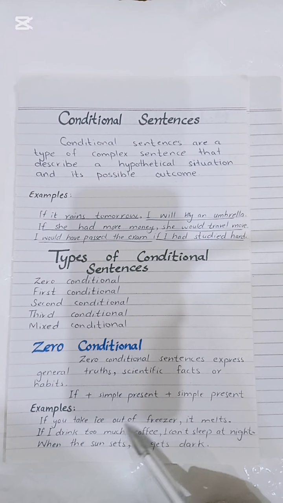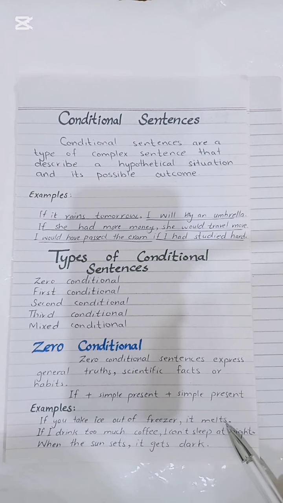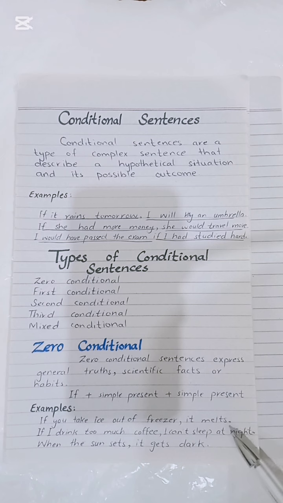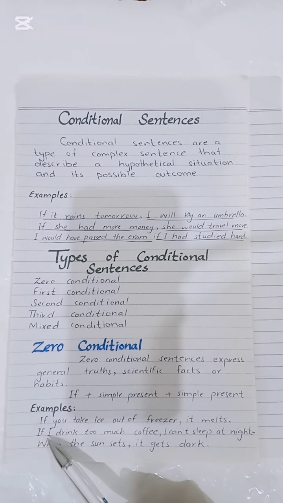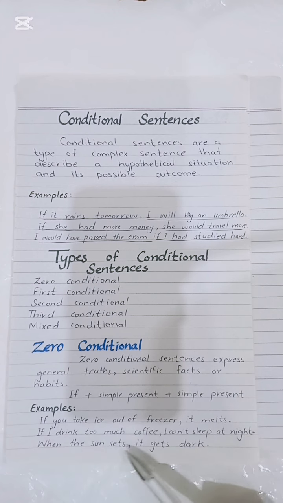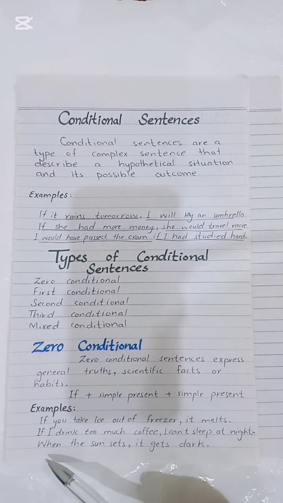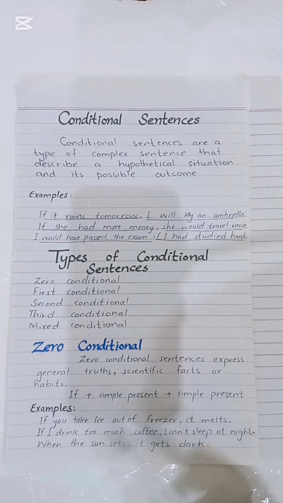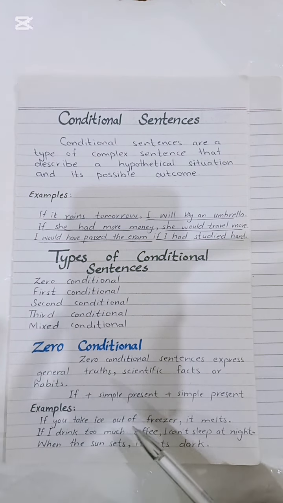If you take ice out of the freezer, it melts. Here you can see that both clauses are in simple present. If I drink too much coffee, I can't sleep at night. When the sun sets, it gets dark. Here you can notice that in the third sentence I used when instead of if. Here I want to tell you that we can also use when instead of if in zero conditional sentences.